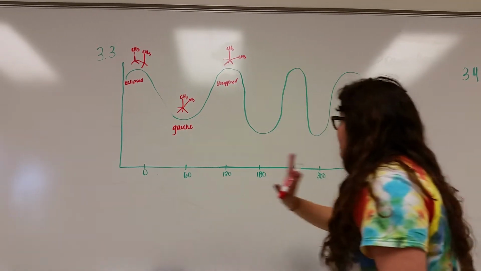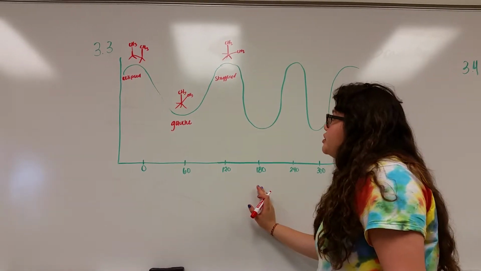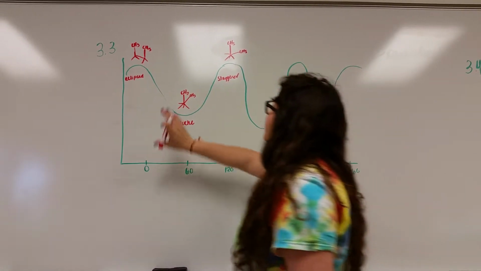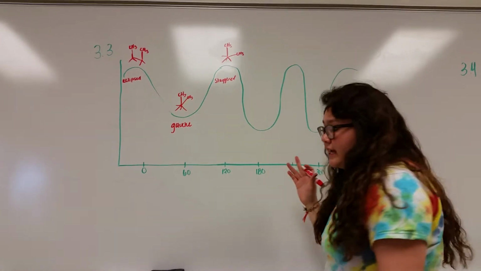And then you move another 60 degrees and you're at 180. So the transformation, you're going to be able to see that this one is going to be 180 degrees from this one, and this is called anti.